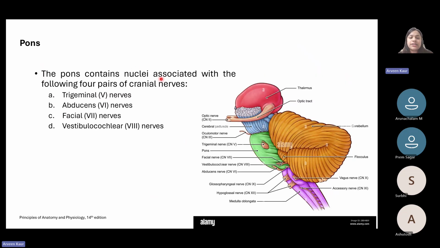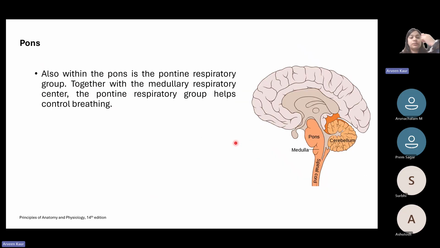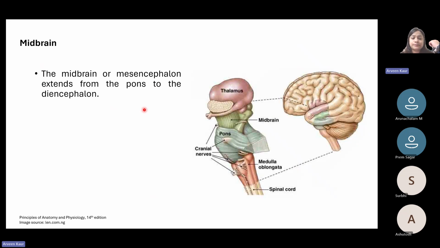The pons contains nuclei associated with the following four pairs of cranial nerves: the trigeminal nerve, the abducens nerves, the facial nerves and the vestibulocochlear nerves, right? So these are the ones that have their nuclei situated in the pons region of the brain. Also, within the pons is the pontine respiratory group. Together with the medullary respiratory center, the pontine respiratory group helps to control the breathing, right?